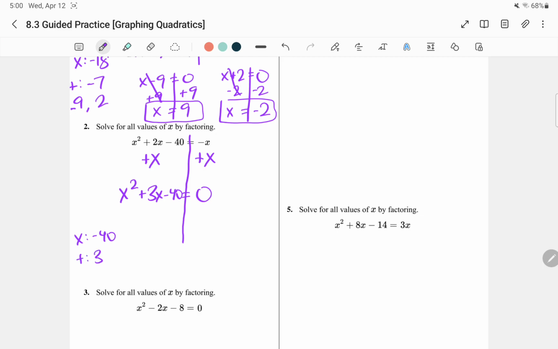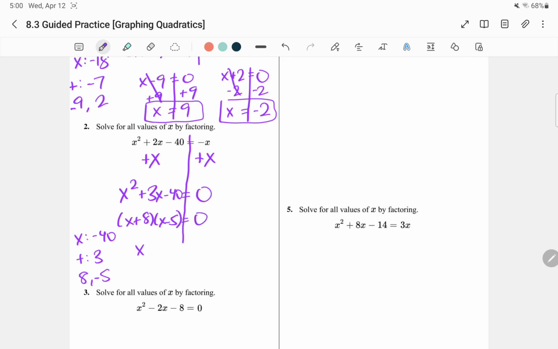Or it could subtract to 3 because I have that negative there, and that's going to be 8 and 5. But which one has to be negative and which one has to be positive? Since this is positive 3, 8 has to be positive. So it's 8 and negative 5. Again, does that multiply to negative 40? Yes. Does that add to positive 3? Yes. So I'm going to put x plus 8 and then x minus 5 equals 0.